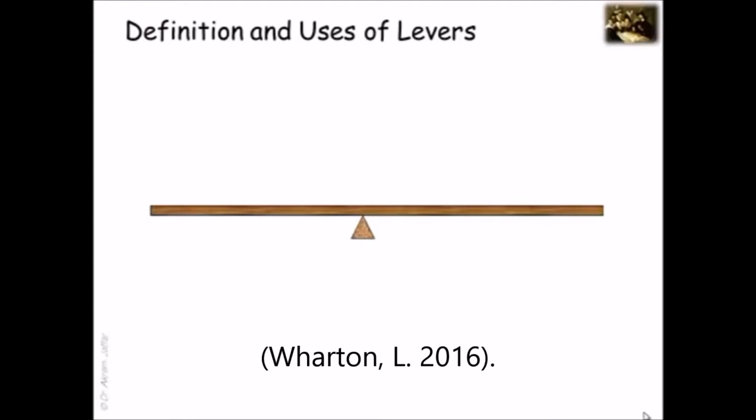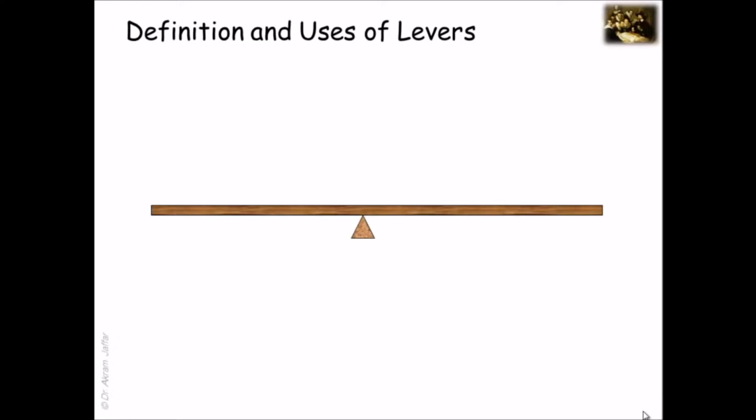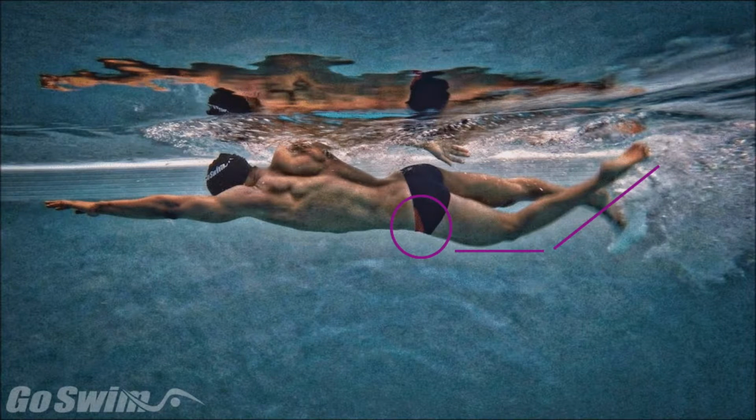Levers are made up of three components: the axis of rotation, the motive force, and the resistive force. Axis of rotation being the joint, motive force being the muscle, and the resistive force being the water. In the flutter kick, the motive force is the quadriceps, the fulcrum is the hip joint, and the resistive force is the water moved by the limb.